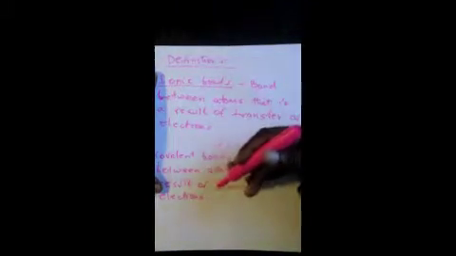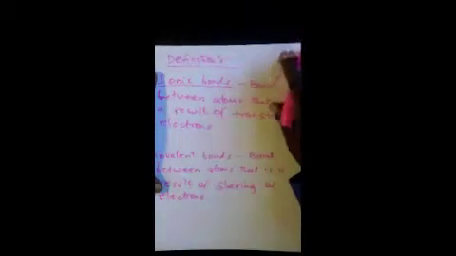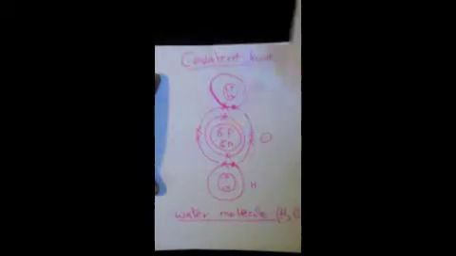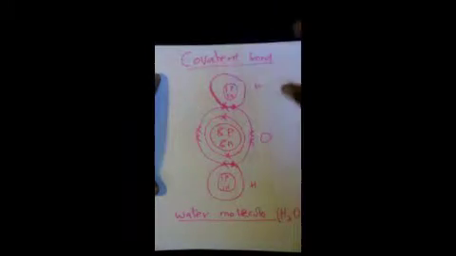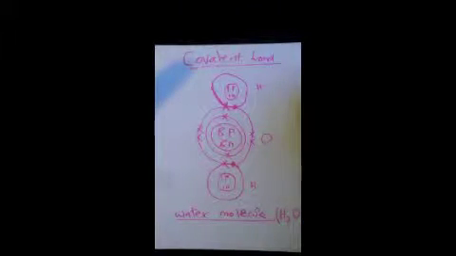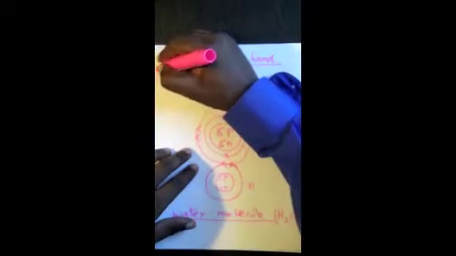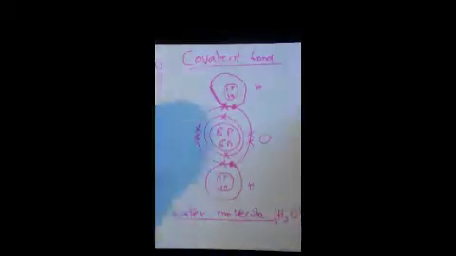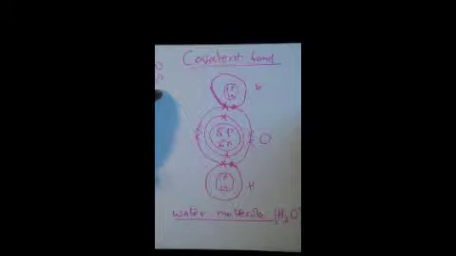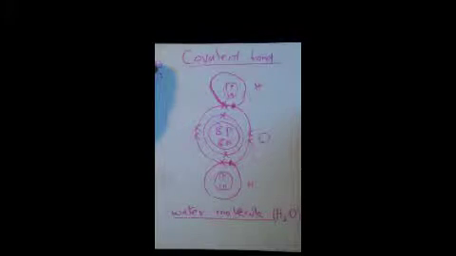Let's move on and see the way these kinds of bonds are formed so that we can have a deeper understanding of the covalent and ionic bonds. Right here I have a water molecule. Now, a water molecule has 3 atoms. You can remember that the formula for water is H2O. That is 2 atoms of hydrogen and 1 atom of oxygen.